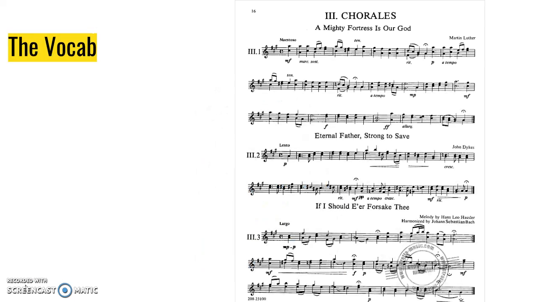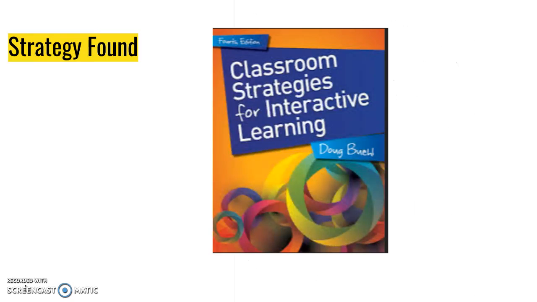The book is comprised of chorales and etudes that can allow the student to either play as a solo or as a team. The student would find the vocabulary dispersed in the music, acting as both a roadmap and directions for the performer. My strategy came from Doug Buell's Classroom Strategies for Interactive Learning. It is the best strategy for music terms that I could find.